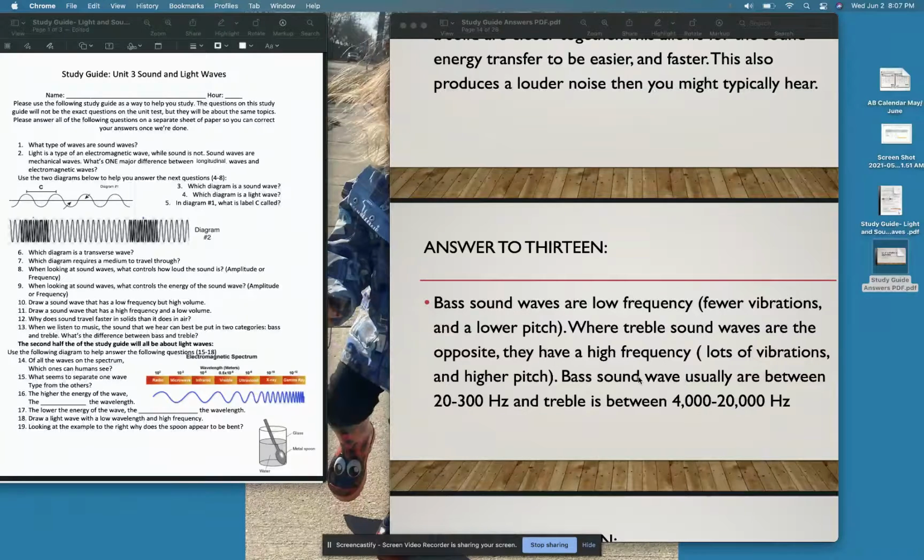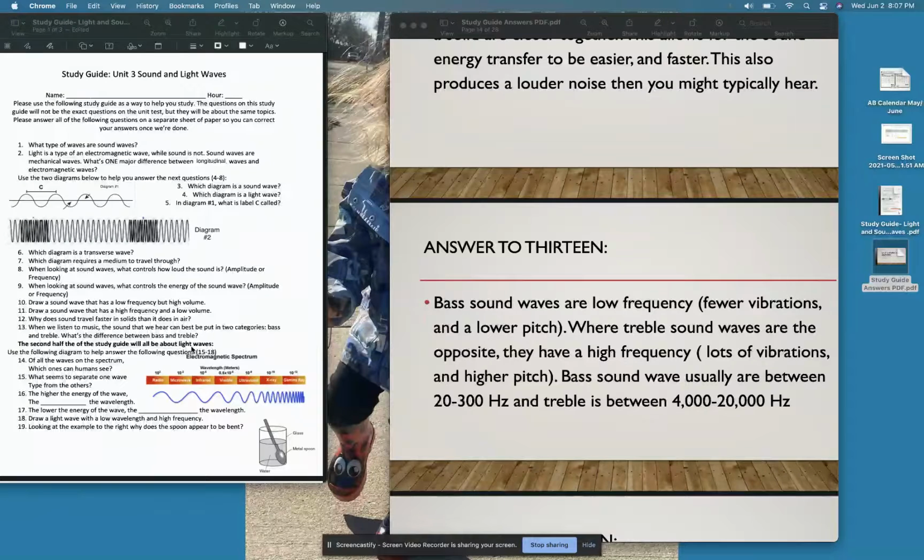Because if you look at it, bass sound waves are somewhere between 20 and 300 vibrations per second. Treble is somewhere between 4,000 and 20,000 vibrations per second. So you're looking at something that's so much greater in frequency than what it is down here for 13.